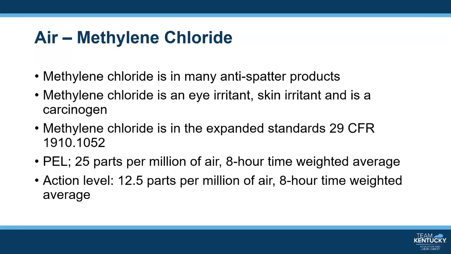Another air contaminant that could be present in a work site where welding occurs would be methylene chloride. Methylene chloride is in many, but not all, anti-spatter products. Methylene chloride is an eye irritant, a skin irritant, and is a carcinogen. Methylene chloride is in the expanded standards, 29 CFR 1910.1052. The PEL is 25 parts per million over an 8-hour time-weighted average. The action level is 12.5 parts per million.